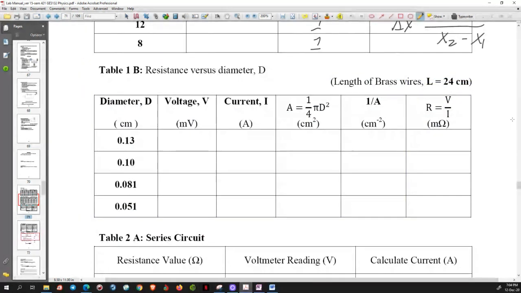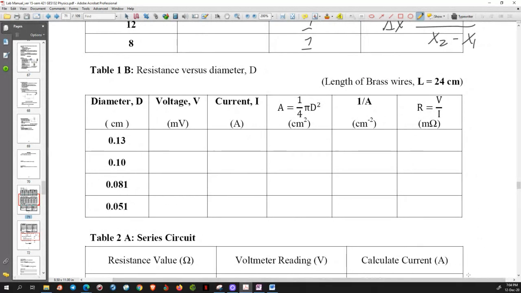Let's go to table 1B, okay? If you get 4 wires, that means you have to do resistance versus diameter. You need to arrange biggest to smallest, 1, 2, 3, 4 on the table. Why? So that you will not make a mistake in the reading. The current should remain 1 for each of them. That means once you set the current, don't touch it.